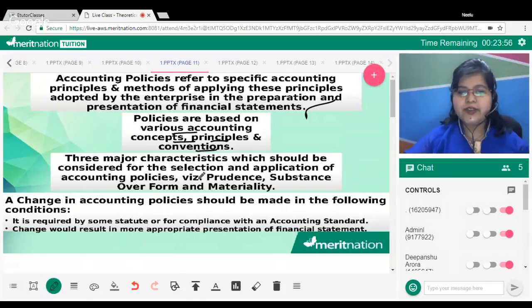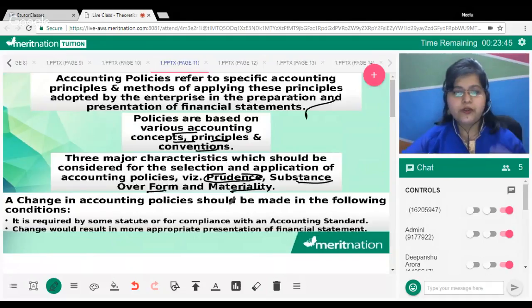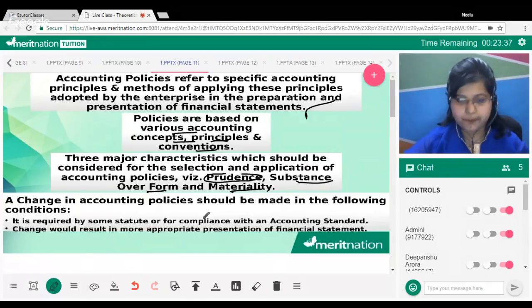Three major characteristics which should be considered are prudence, substance over form, and materiality. That is, while using policies, you have to keep in mind that these three qualitative characteristics are the most important ones for the selection of our accounting procedures.